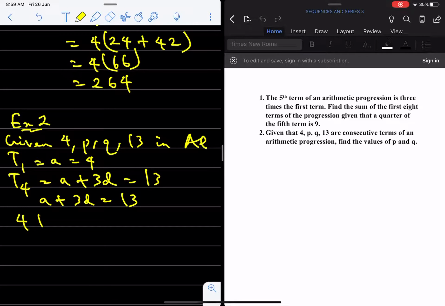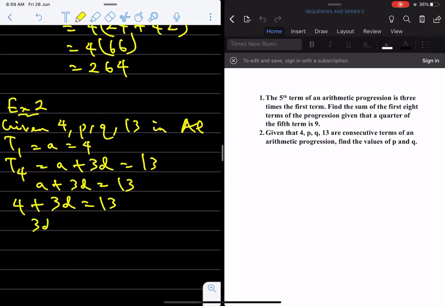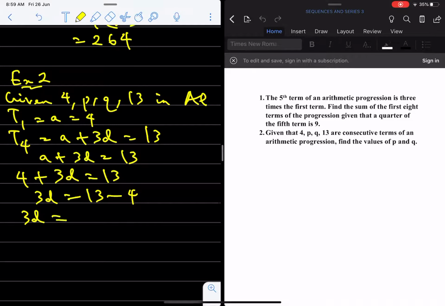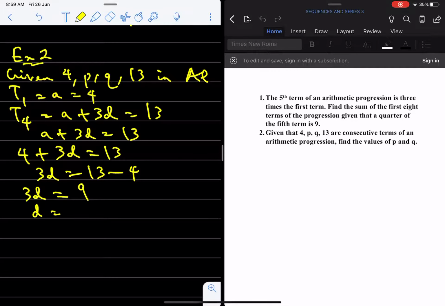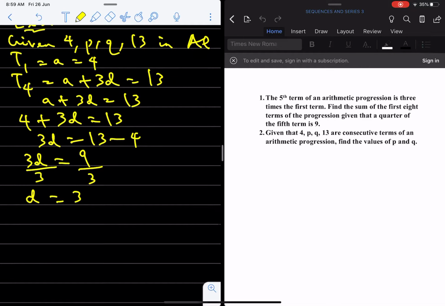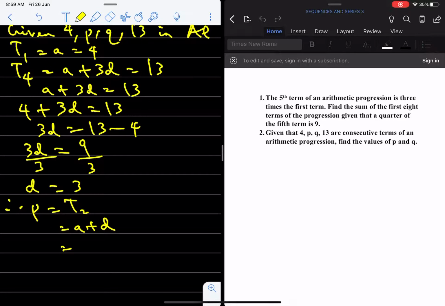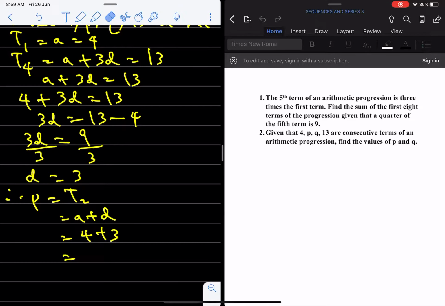I know that a is 4. That means 4 plus 3d equals 13. And that means 3d equals 13 minus 4, which means 3d equals 9. And that means d equals 3 if you divide both sides by 3. Now, we can now find the values of P and Q. Therefore, P, which is the second term of the progression and is defined by a plus d, is the same as a, which is 4, plus d, which is 3, and that's 7. That means P is equal to 7.